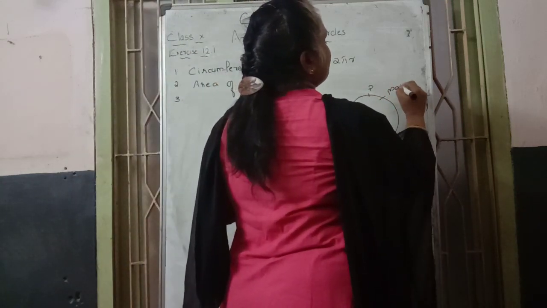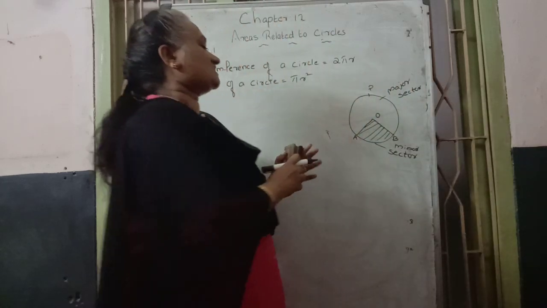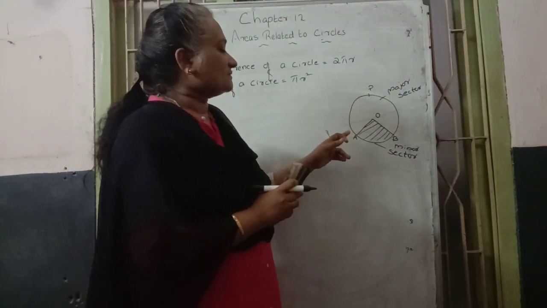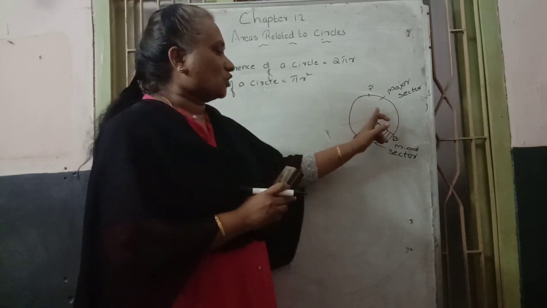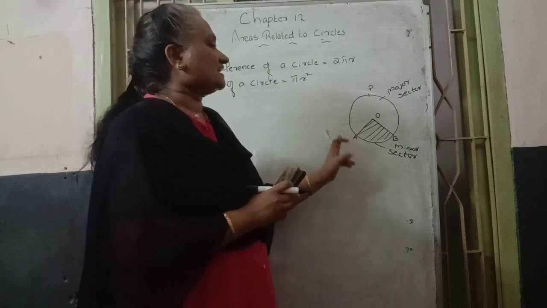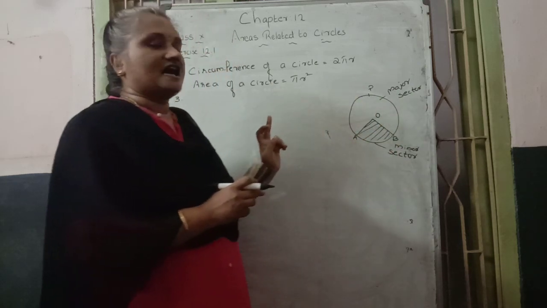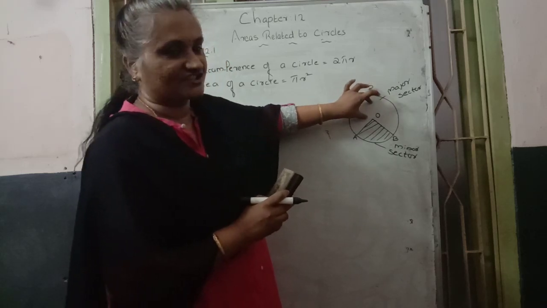Which is the major sector here? APB is the major sector. OA and OB are the radii of the circle and APB is the arc of the circle. That region we call the major sector.